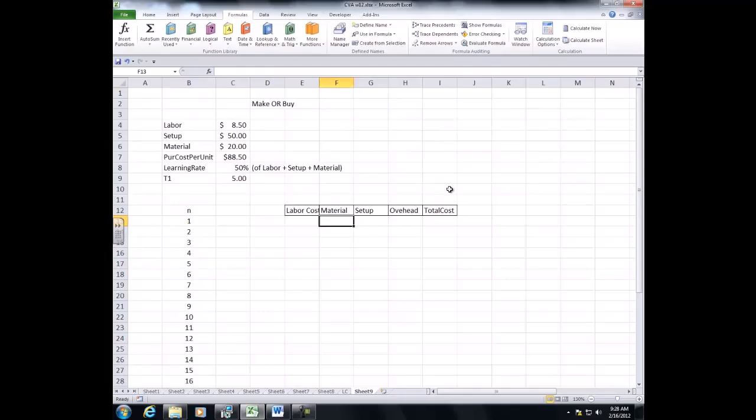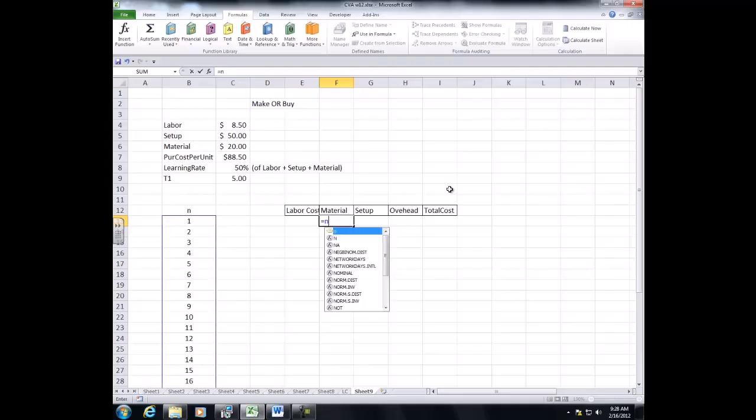Okay, so I'm going to go back to F12, and I will compute the material cost. That would be this, or we can simply say N. Remember, we named that column as number of units, N, times this cell, C6, which is material. All right? What number should I see here, if my formula is correct? 20, correct.